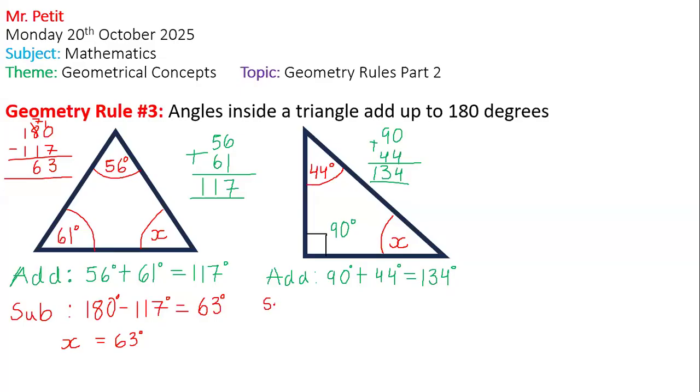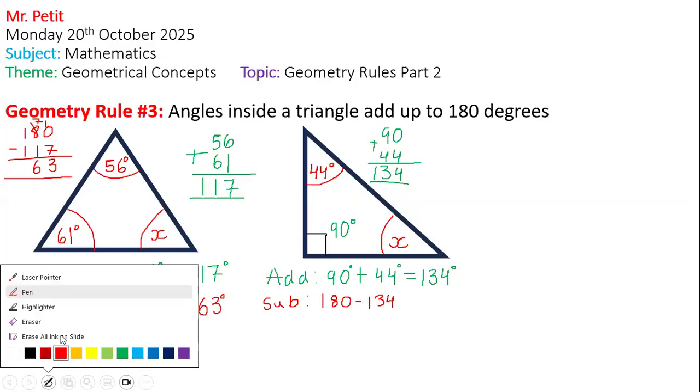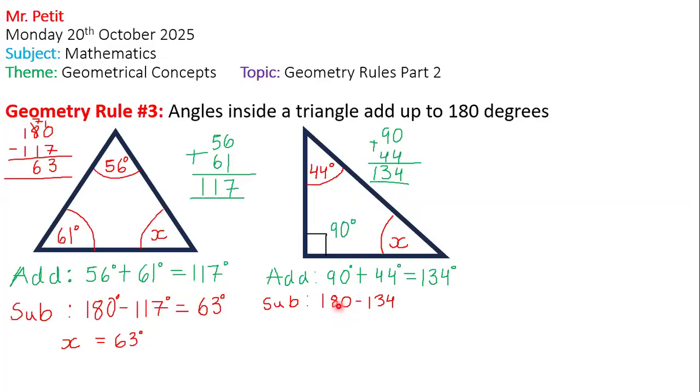Courtney, where's Courtney? Yes, sir. What do we have to subtract? I just joined. Okay. So read the rule. Read rule number 3. What does it say? Angles inside a triangle add up to 180 degrees. Very good. So we're gonna use the subtract. You're gonna use what? 180. 180. And the reason is because all 3 of these angles must add up to 180 degrees.